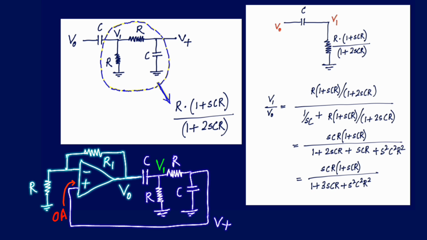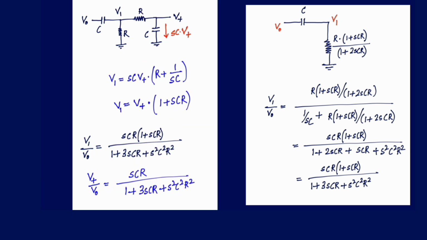So this is the transfer function, the ratio of V1 divided by V0. Over here also we are seeing that there are two poles. Now our aim was to find the ratio between V plus and V0. That is our intention, so we have to replace V1 with V plus. Our feedback factor, V plus by V0, is nothing but SCR divided by 1 plus 3SCR plus S square C square R square. Now this is my feedback part.